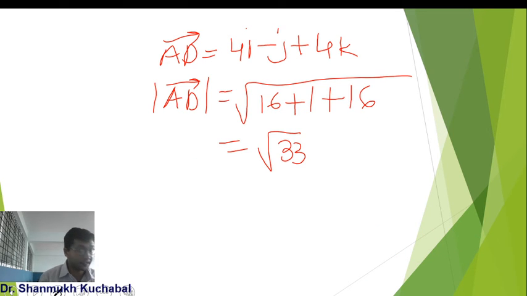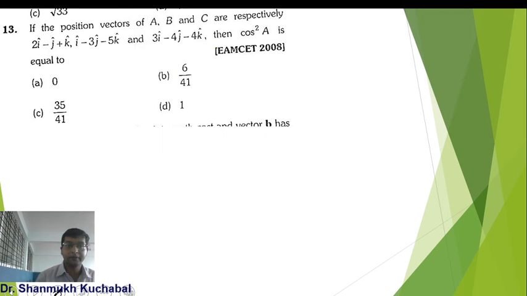This will be the second page. Okay, so let us move to our next example. Example 13: if the position vectors A, B, C are given by, this is vector A, B and C, position vectors. So the first one I take as OA, the second one as OB, and the third one as OC.